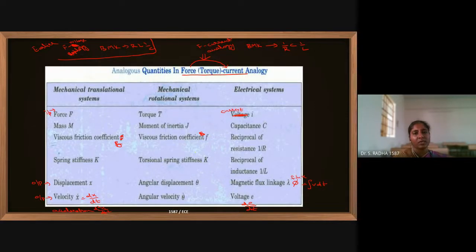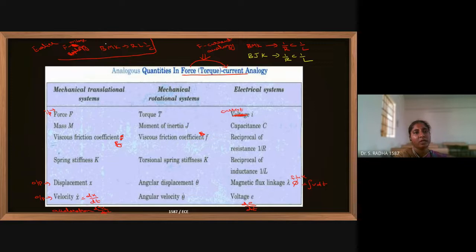So here you can see J means C, B means 1 by R, and K means 1 by L. Okay, in simple terms, what I am writing in white color, here I have already written: B, M, K, now it is B, J, K. I have to take 1 by R, C, 1 by L. This is in the case of the torque current analogy.